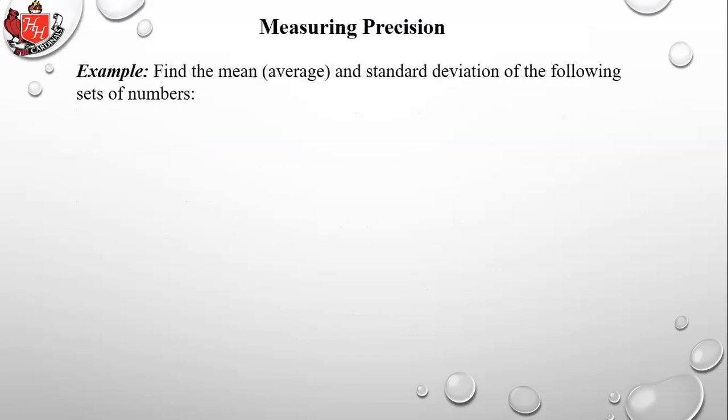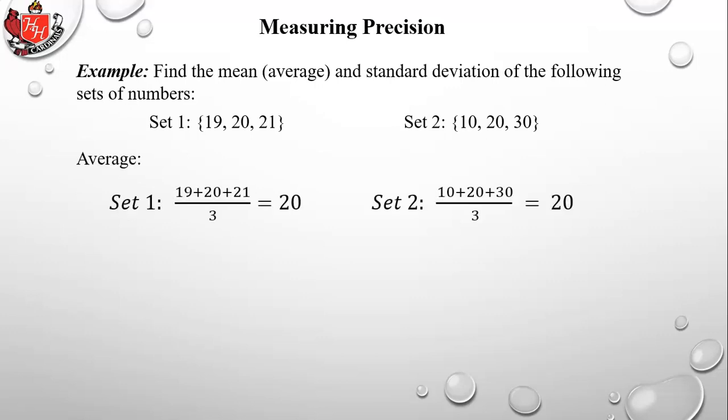And we'll define what all of that means. So let's say we have two sets of numbers. Set 1 is 19, 20, and 21. Set 2 is 10, 20, and 30. Now, if you take the averages of those two sets, you do it by adding them up and then dividing by how many numbers you have in the set.